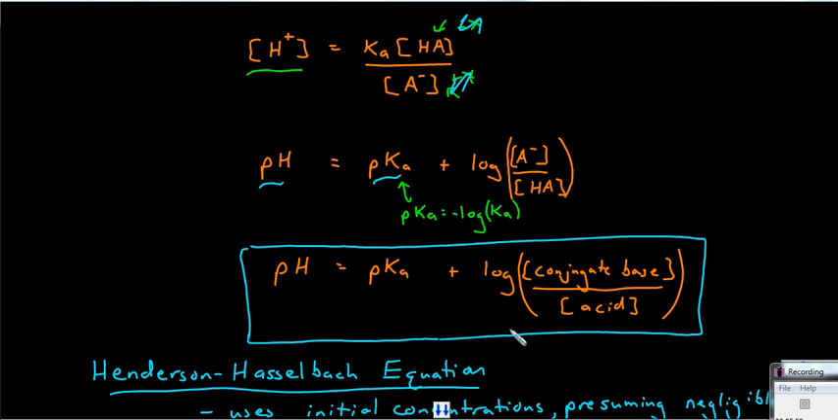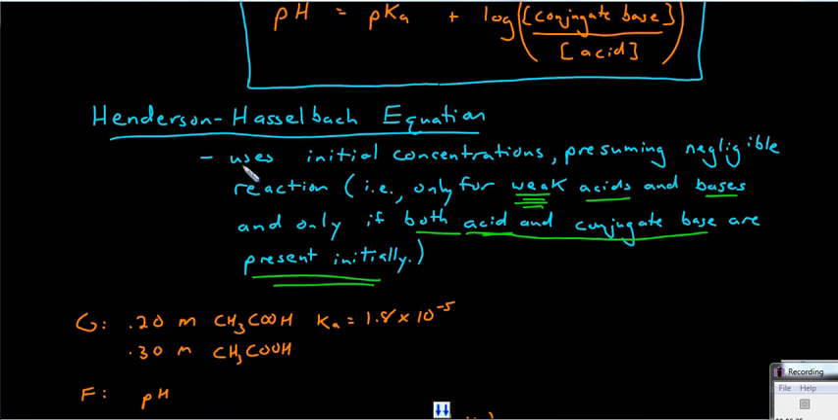This is the Henderson-Hasselbach equation, which we are going to use extremely frequently and is going to make our life so much easier. You see, the Henderson-Hasselbach equation uses the initial concentrations of our acids and bases, presuming that there are negligible reactions. What that means, though, is that if we're presuming these negligible reactions, this equation only works if we're dealing with weak acids and bases, as strong acids and bases have definitely significant reactions. They often will react 100%.